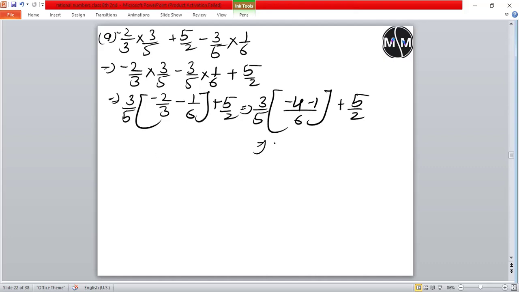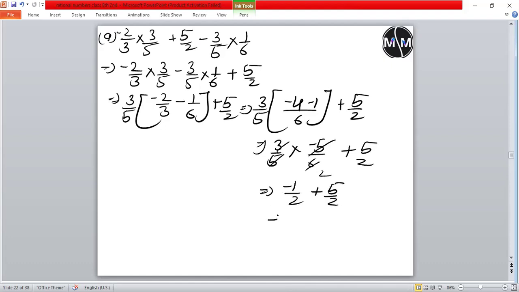Then we get 3 by 5 multiply minus 5 by 6 plus 5 by 2. Here 5 and 5 cancel out, and 3 by 6 we get minus 1 by 2 plus 5 by 2, and the LCM is 2. We get minus 1 plus 5, we get 4 by 2, which is equal to 2. So 2 is our answer.